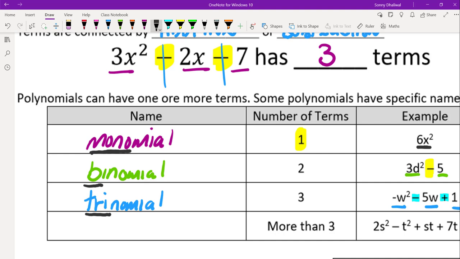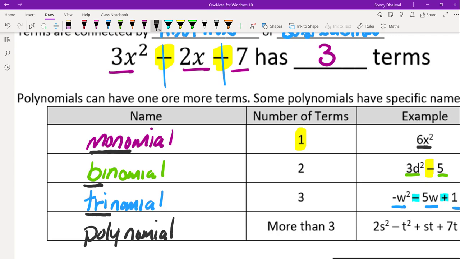Okay. Now, those are the names for the first 3 types. And there are names for everything going forward, but we just don't refer to the names anymore. And anything with more than 3 terms, we just call polynomials. And that is a general name. Poly meaning many. Right? So if it has more than 3, we just call it polynomial. Technically, all of these are polynomials. That is just the general term.